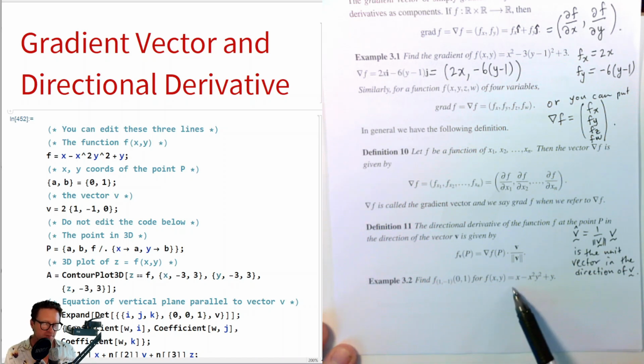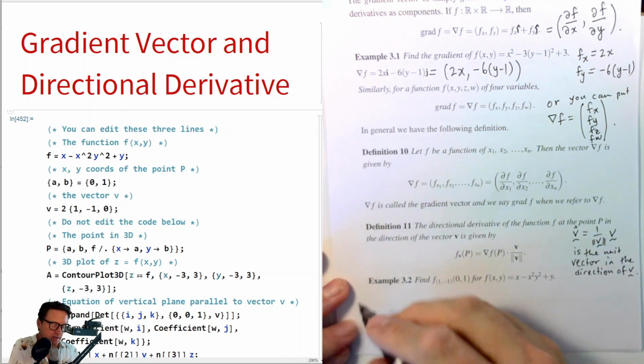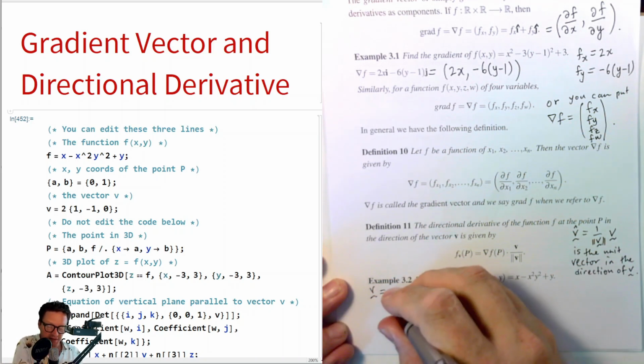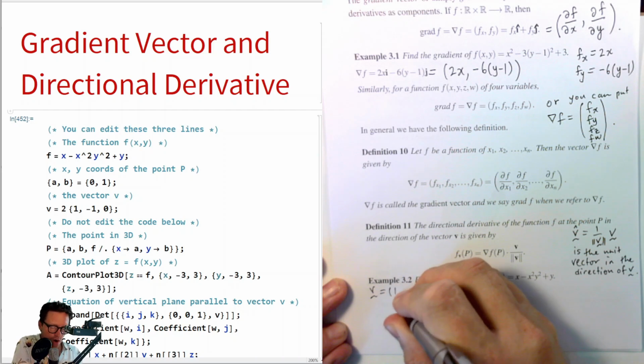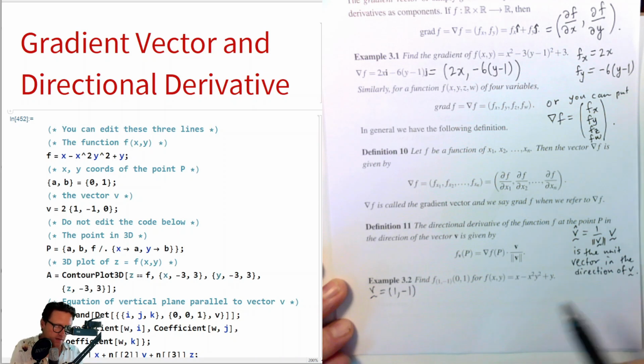for this function f of x, y is x minus x squared y squared plus y. And so what I want to show you after doing this calculation is a way to visualize all of this. Okay, so let's do the calculation first. So we've got the vector v. Now this is a two-dimensional vector. It is the vector (1, -1). So this is the direction we're looking when we're calculating the slope.